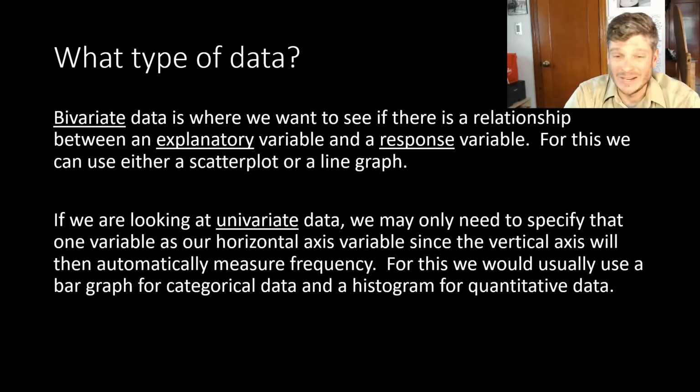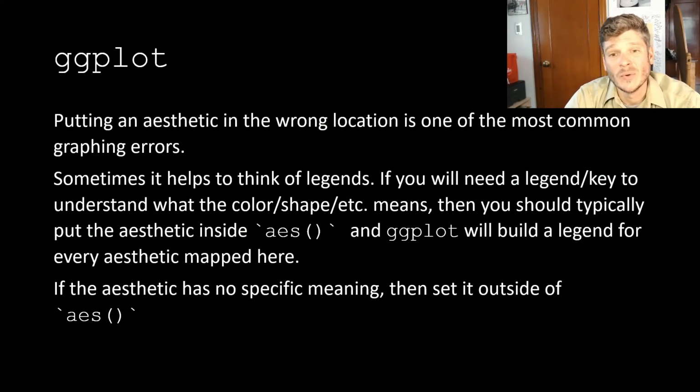And so, again, with univariate data where we're measuring frequency, bar graphs are typically the choice. But again, like I said, we can do histograms, which would be for continuous variables where we want to set different bins, different bin widths or class widths for our data. Now, going back to that idea of the aesthetic, putting the aesthetic in the wrong location is a really, really common error as you start learning the programming language R.